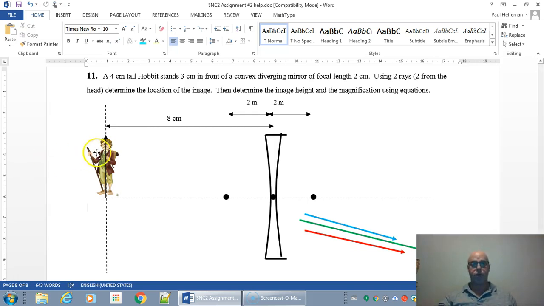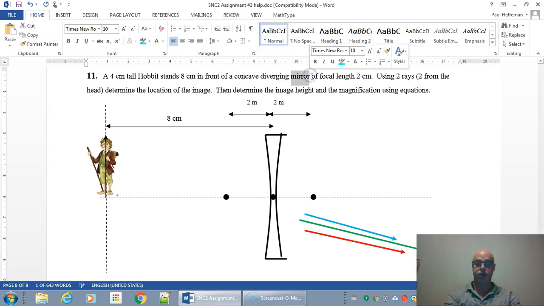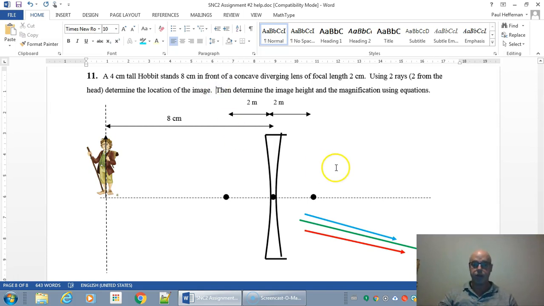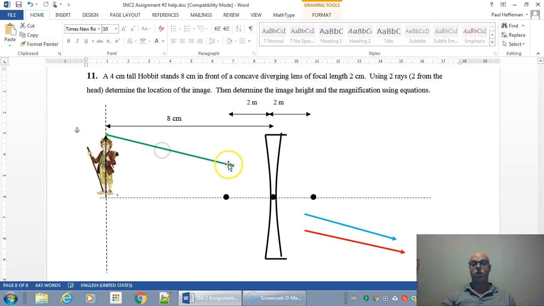Here we've got a 4 centimeter tall hobbit standing 8 centimeters in front of a convex, sorry, actually this is a concave, diverging lens with a focal length of 2 centimeters. We're going to use at least 2 rays to find the image location.